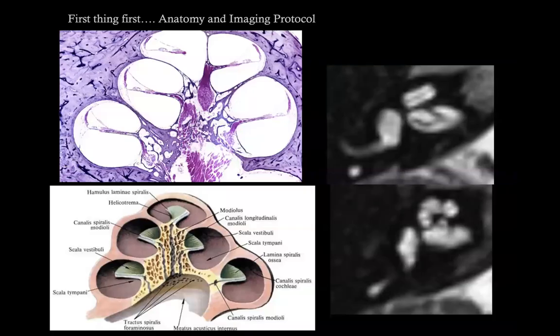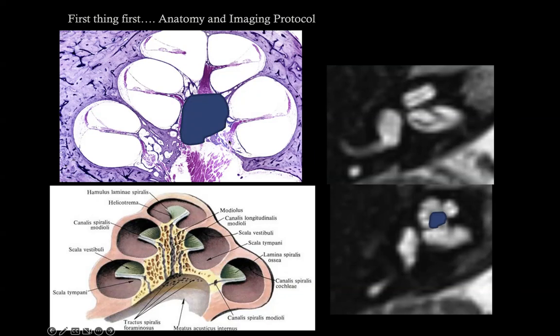Let's start with the anatomy. This is a histological specimen showing the appearance of the cochlea, and you have three important structures. This part in the middle, that you can see in the high resolution 3D highly T2-weighted sequence of the inner ear here, and you can see in this drawing, is the modiolus.